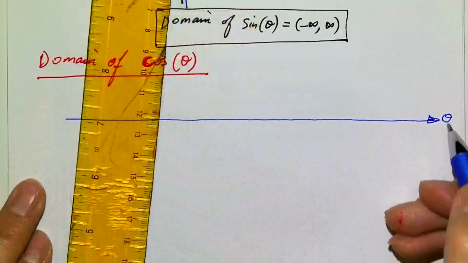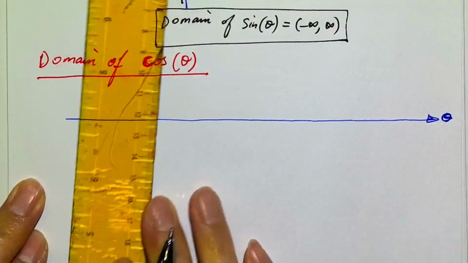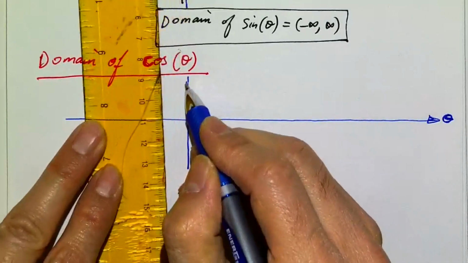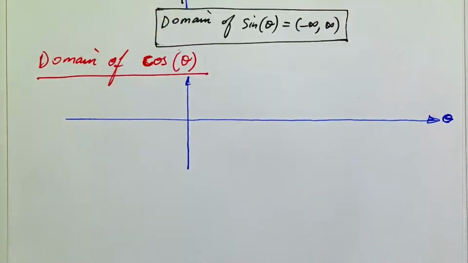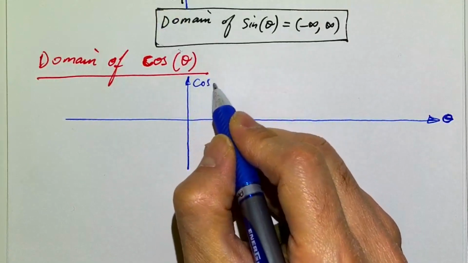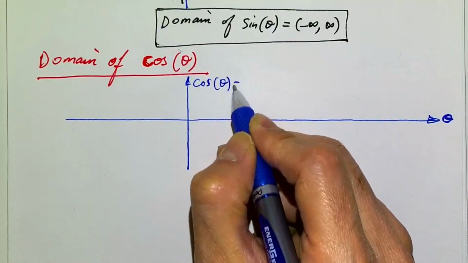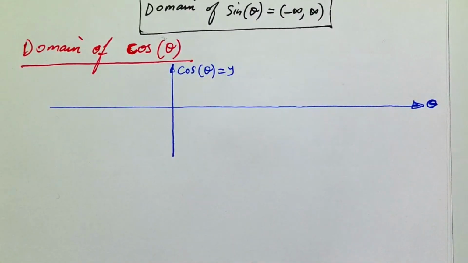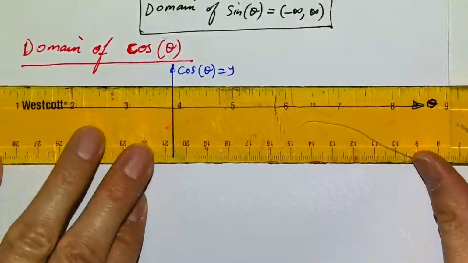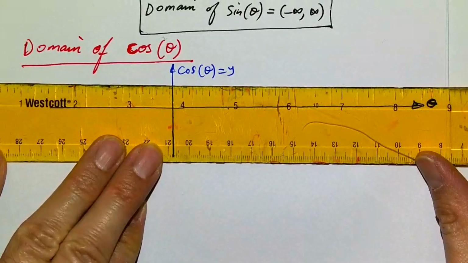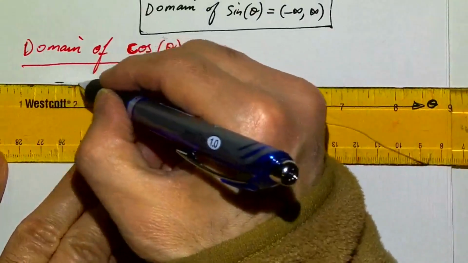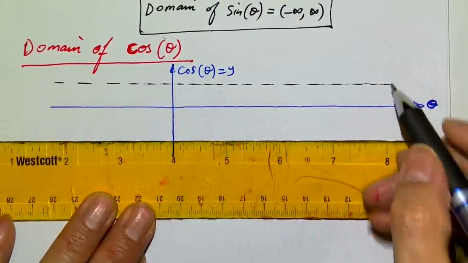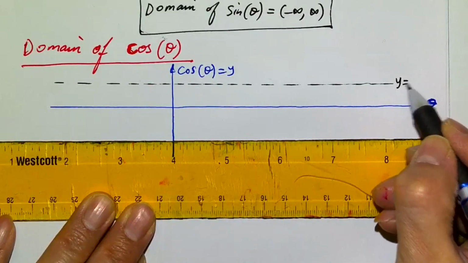And then I'm going to draw a vertical axis for y equals cosine of theta, right? So cosine of theta equals y. So the cosine function, and I will draw my dashed lines to make sure that I draw the graph as accurately as possible. So let's say that's the line y equals 1.